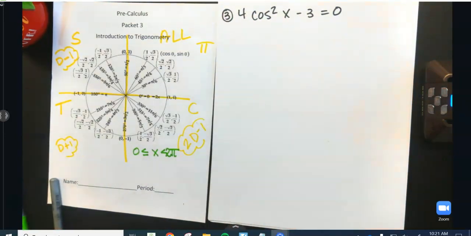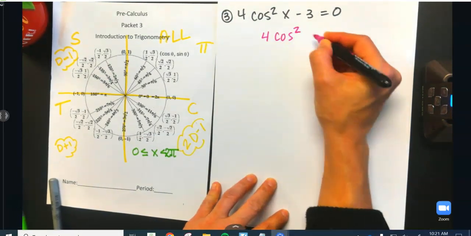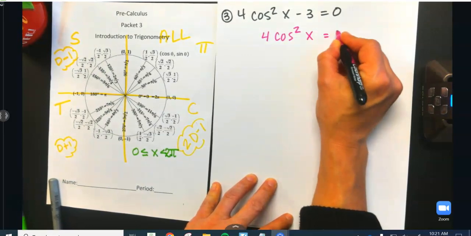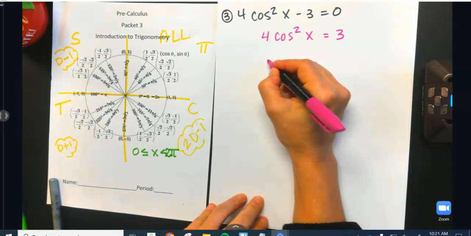So let's go ahead and move the 3 over. All right, I moved it over. Don't forget it's positive over there on the right side of the equal sign. Let's divide by 4.